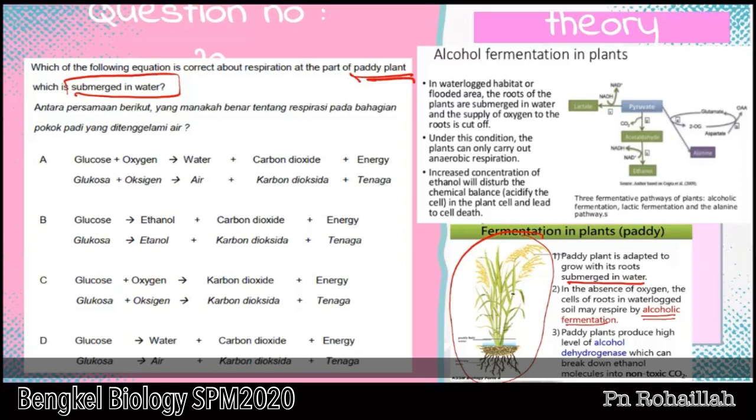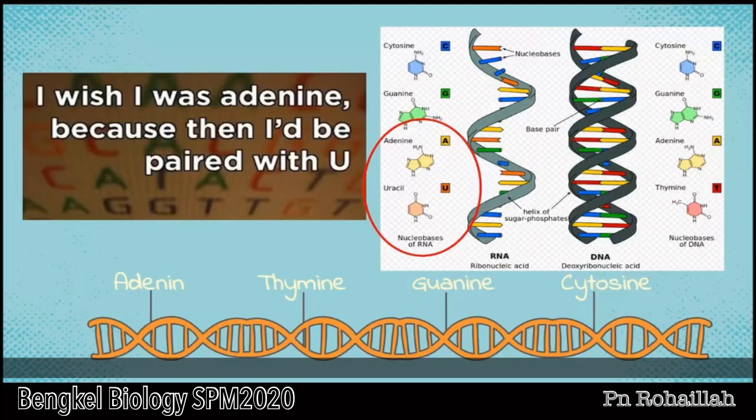Ada tak yang A? Tak ada. C pun tak ada. D pun tak ada. Ethanol is the alcoholic. So the answer is B. Boleh? Okay, next. Okay, this one.